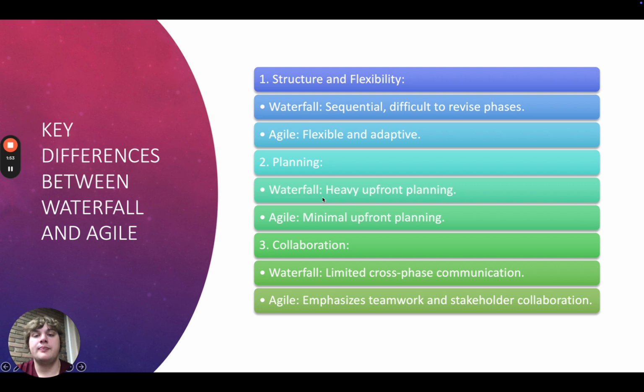Next, we have planning. Waterfall is heavy upfront planning. Every detail is documented before development begins. In Agile, there is minimal upfront planning and it focuses on short-term goals with room for adjustment. Moving on to collaboration. In Waterfall, the team roles are clearly defined and communication between phases is limited. In Agile, it encourages constant communication and collaboration among team members and stakeholders.